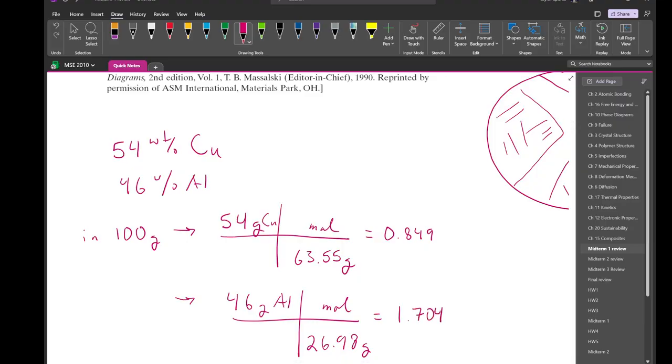What's the formula of this compound? It's going to be just CuAl2. How do you know that? That's right. Because you have 2 moles of aluminum. There's twice as many, right? You'd have to multiply this guy by 2 to get to that. There's twice as many moles of aluminum.